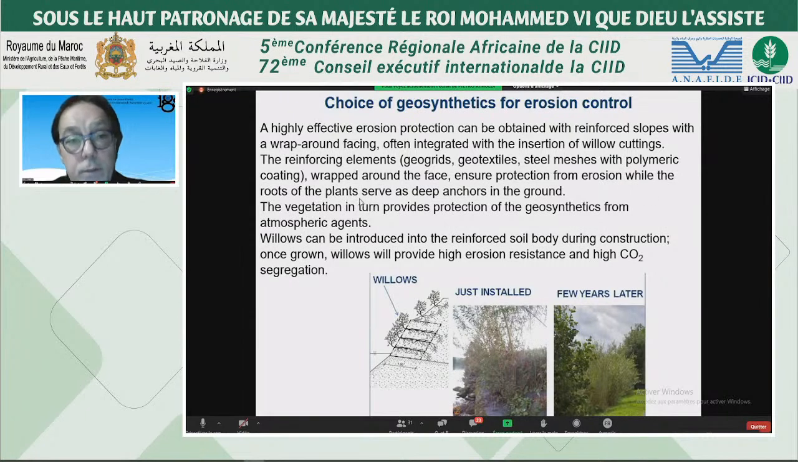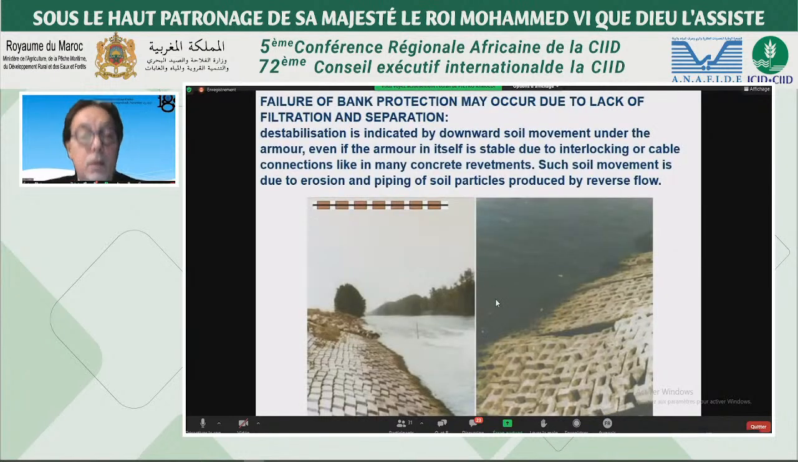par les insertions de coupures végétales. Donc, les éléments géogrides, géotextiles, style mesh, les polymères, etc., sont couverts et assurent une protection contre l'érosion, alors que les racines assurent un ancrage de la structure.